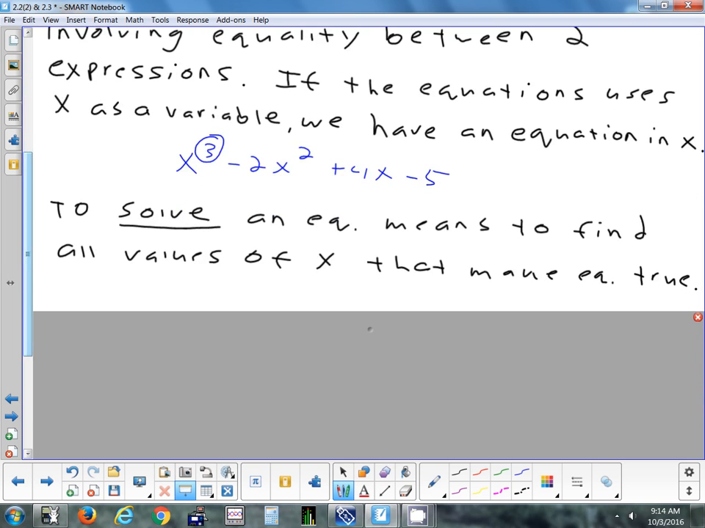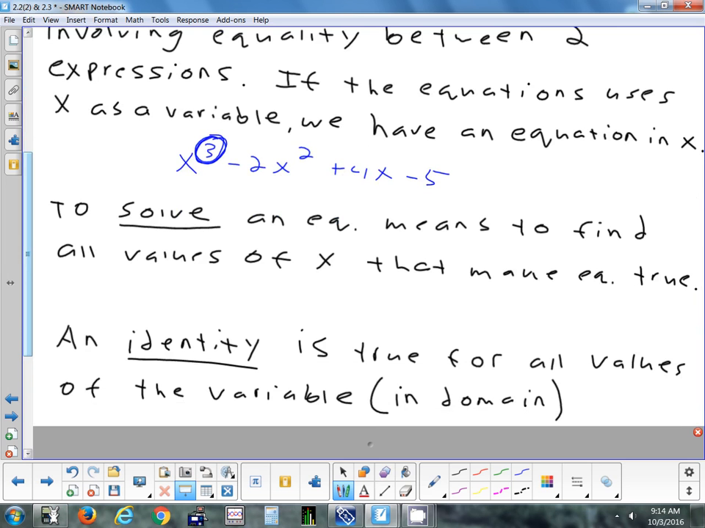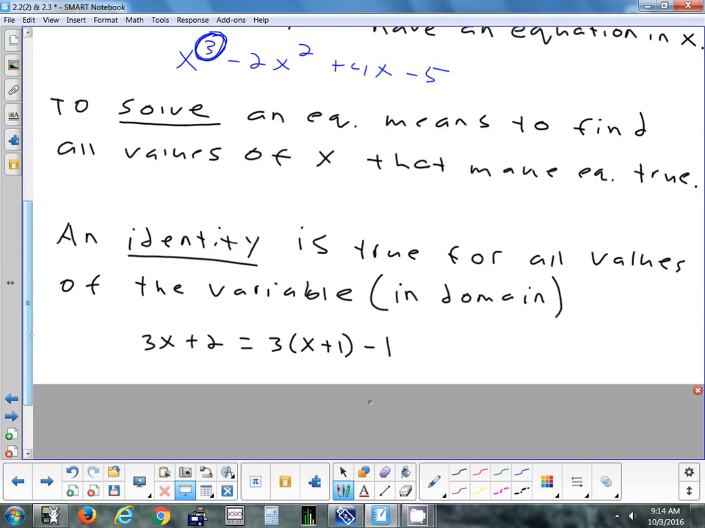A part of what we do, I think it's more in chapter 3, is we learn a lot about what this exponent tells you: how many turns the graph can take, how many times it can cross the x-axis. So you don't have to worry about that yet. Earlier I described to you what an identity was. An identity is an equation that's always true. You can pick any number you want in the domain and it'll always work. Can anyone explain to me why this equation is an identity?